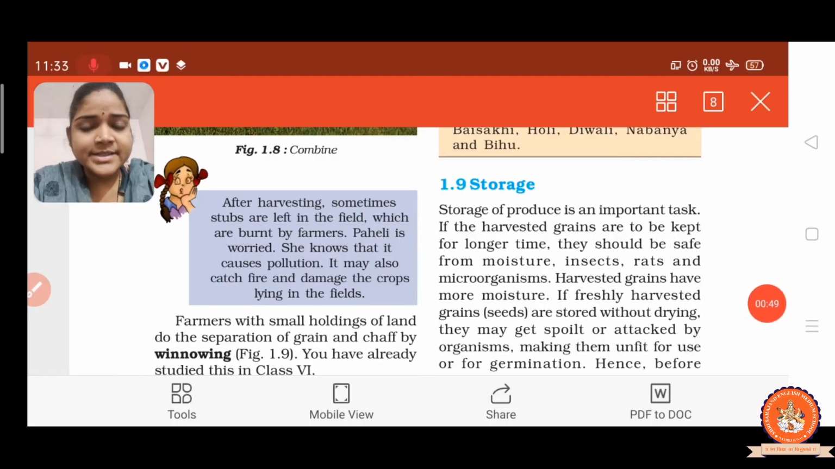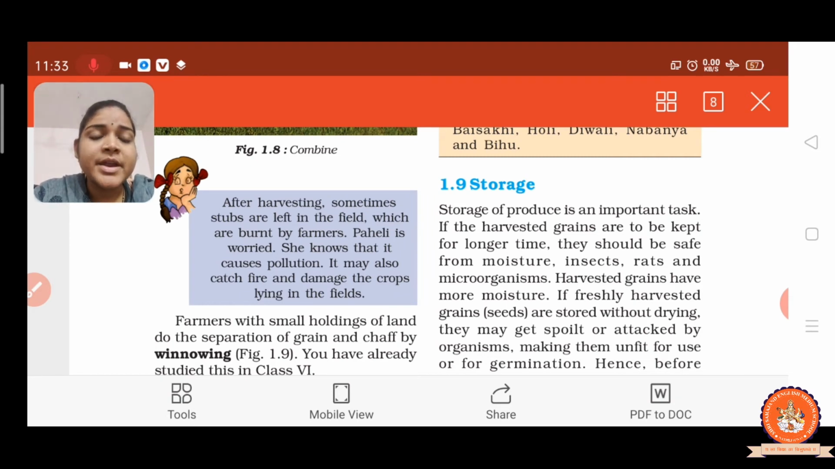Now let me discuss storage. This is the last agricultural practice, right? Storage is the main function, an important task. If the harvested grains are to be kept for a longer time, they should be safe from moisture, insects, rats and microorganisms.